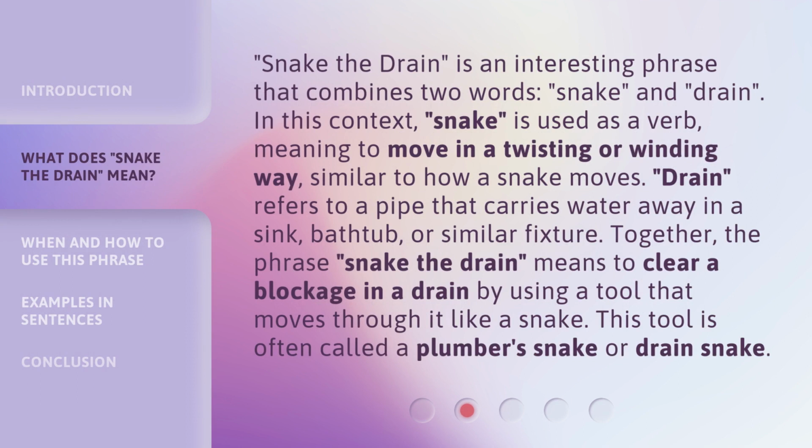Snake the drain is an interesting phrase that combines two words, snake and drain. In this context, snake is used as a verb, meaning to move in a twisting or winding way, similar to how a snake moves. Drain refers to a pipe that carries water away in a sink, bathtub, or similar fixture. Together, the phrase, snake the drain, means to clear a blockage in a drain by using a tool that moves through it like a snake. This tool is often called a plumber's snake or drain snake.